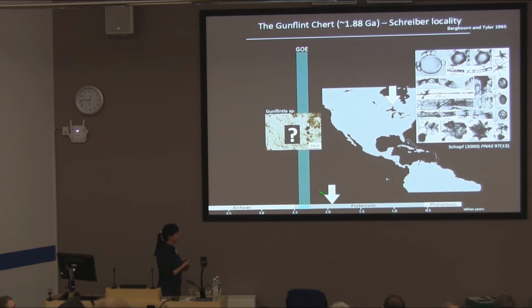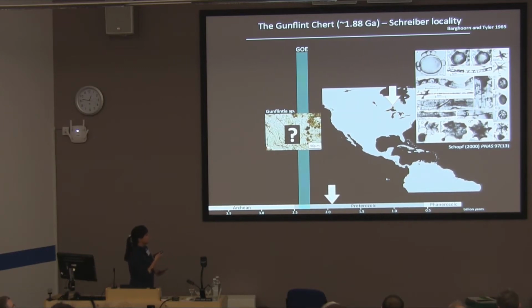The Gunflint is around 1.8 billion years old. It's one of the most impressive fossil deposits we have from the Precambrian. You can get the idea if you look at the variety of fossils we see and the different forms, like umbrella-shaped fossils here. I didn't show all the filaments and spheres that we also find, which are quite common.